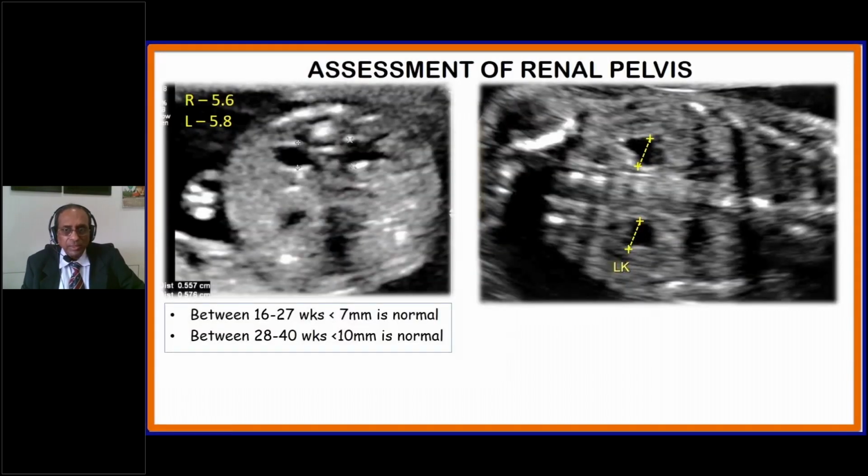Now, when we want to assess the renal pelvis, it is always done in the transverse section, and the antero-posterior dimension of the renal pelvis is measured, and between 16 to 27 weeks less than 7 millimeters is normal, and between 28 to 40 weeks less than 10 millimeters is considered normal. It's important to note that coronal measurements should never be done.